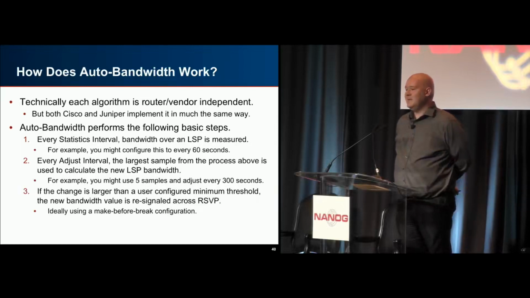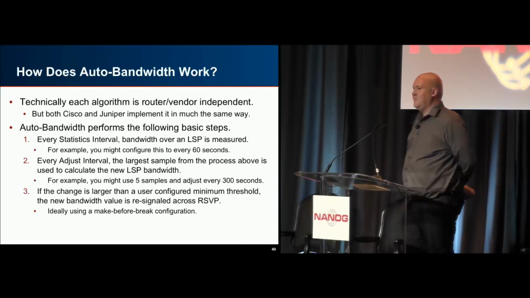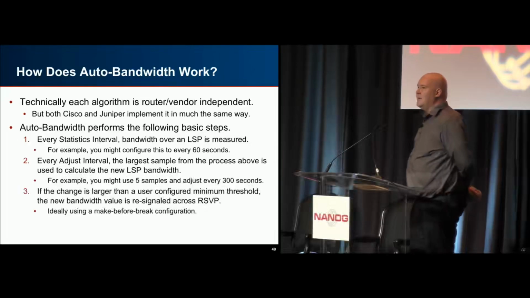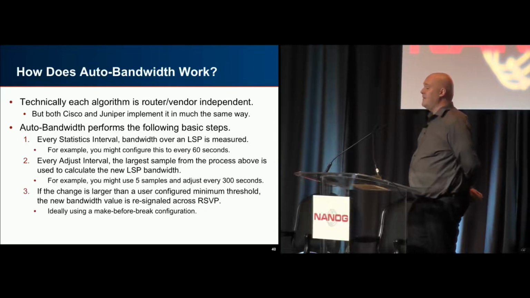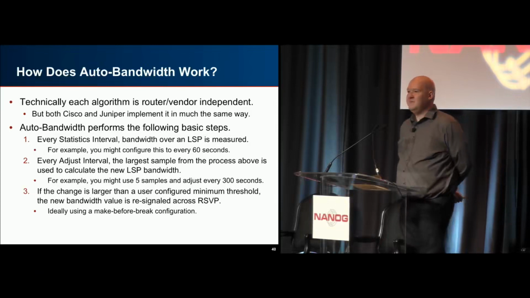It just so happens that Cisco and Juniper implement it in very similar ways, and a lot of other people who did MPLS kind of copied them. So a lot of the implementations look very, very similar, but no reason for them to actually need to be. So the auto bandwidth performs the following basic steps.